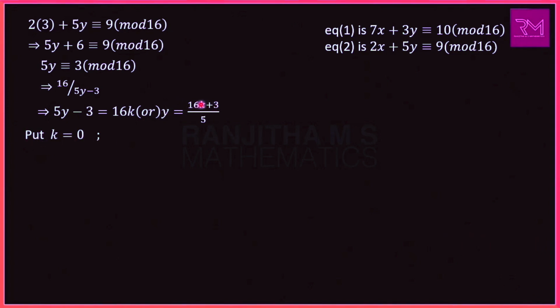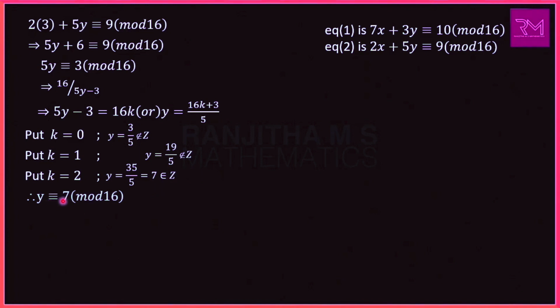If we substitute k value as 0, we get y value as 3 by 5. Obviously it does not belong to an integer Z. Next you have to put k value as 1. If we substitute k value as 1, that means 16 into 1 is 16 plus 3 is 19 by 5. Therefore y is 19 by 5, which does not belong to an integer Z. Next you have to put k is equal to 2. If we substitute k value as 2, that means 16 into 2 is 32. 32 plus 3 is 35. Therefore we get y value as 35 by 5, which is equal to 7. 5 ones are 5, 5 sevens are 35. Therefore we get y as 7, which does belong to an integer Z.